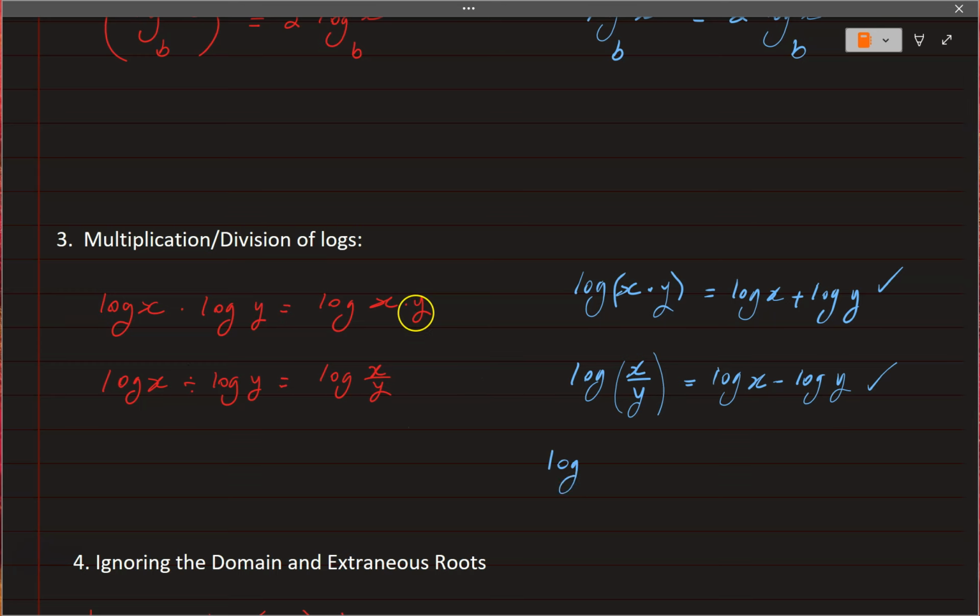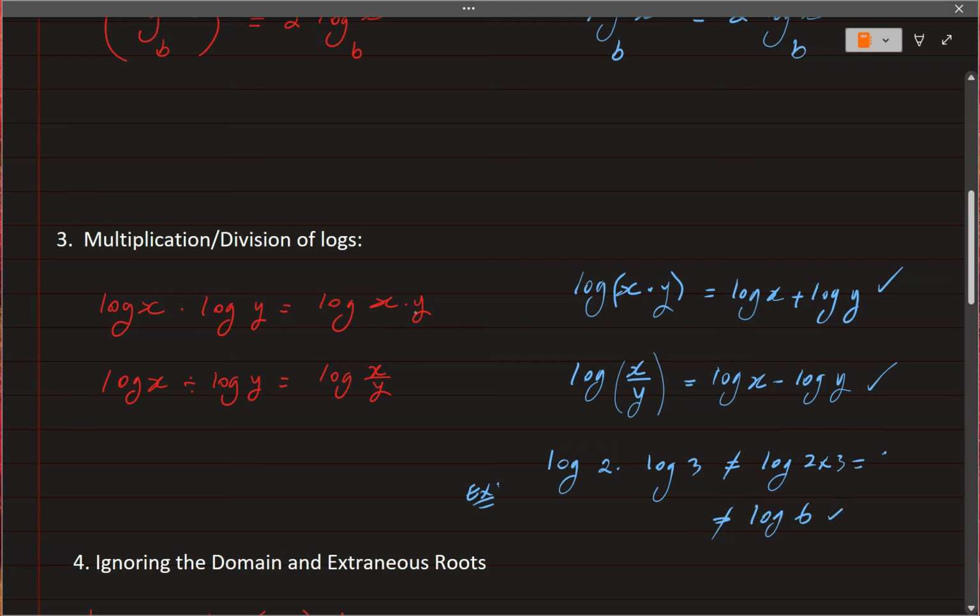Let me give you an example. Log of 2 times log of 3 is not equal to log of 2 times 3. There's no such thing. You have to find out what log of 2 is, whatever it is, multiply it by log of 3, and it's guaranteed not to be log 6. Make sure you know that.